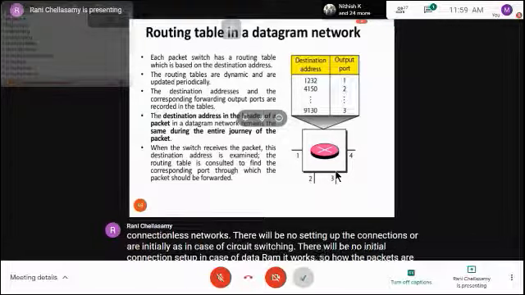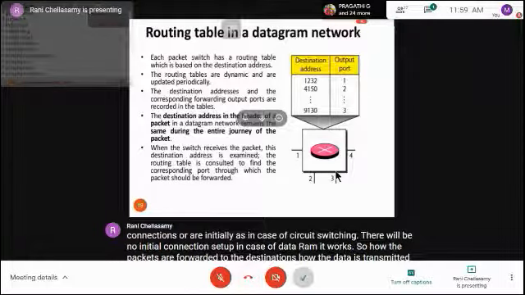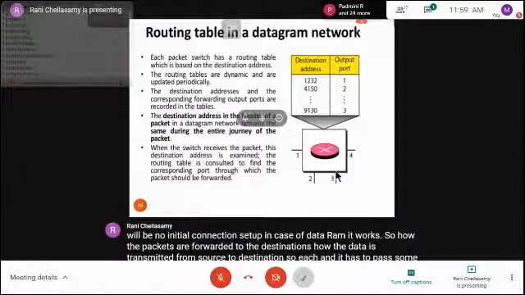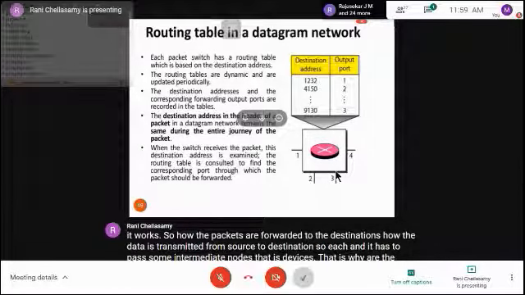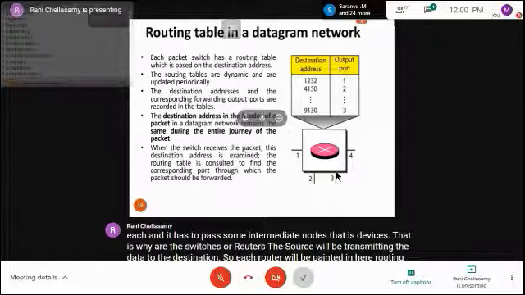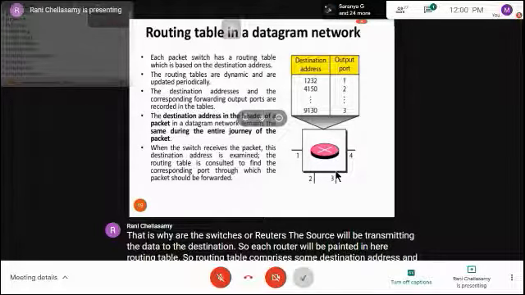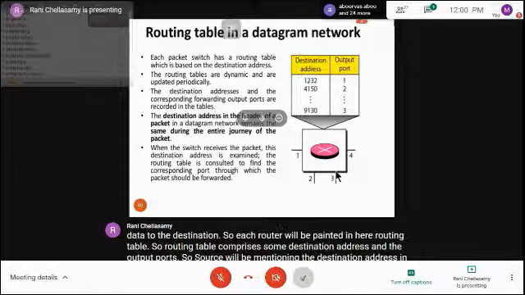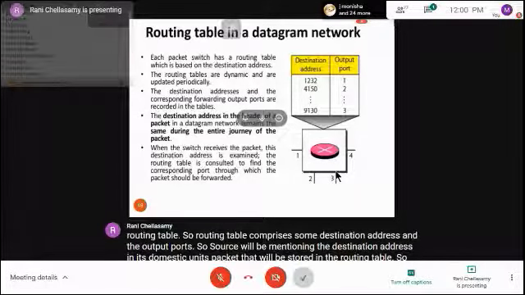Each packet has to pass through some intermediate nodes, that is devices, via the switches or routers. The source will be transmitting the data to the destination. Each router will maintain a routing table. The routing table comprises the destination address and the output port. The source mentions the destination address in its packet, which will be stored in the routing table. Whenever data packets arrive at the router, it will dynamically update the routing information in the routing table.